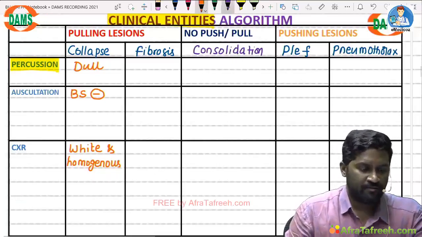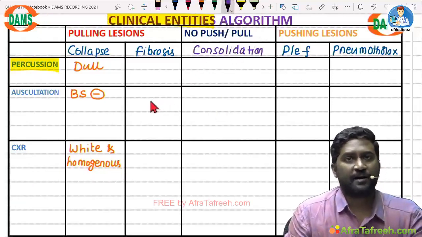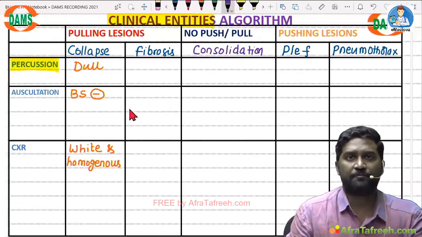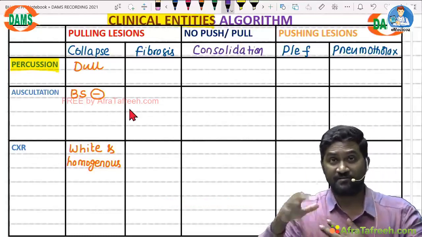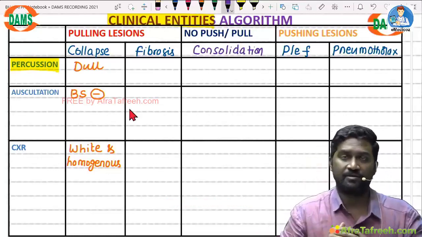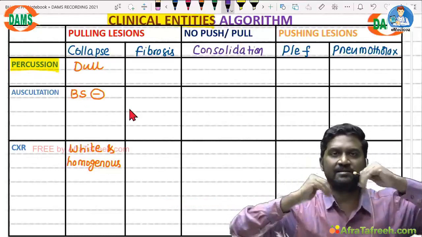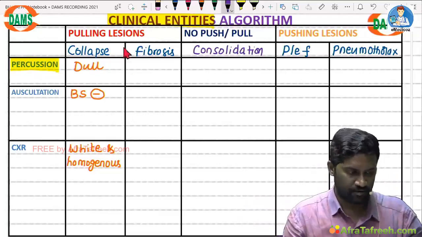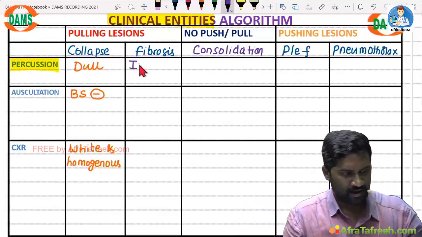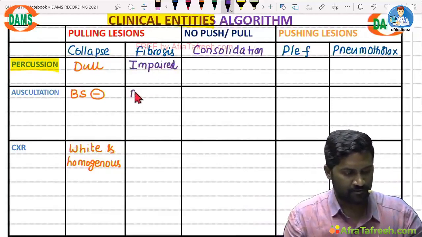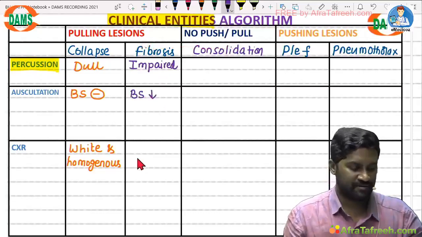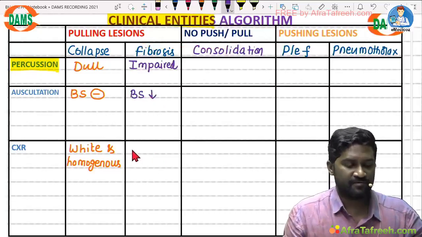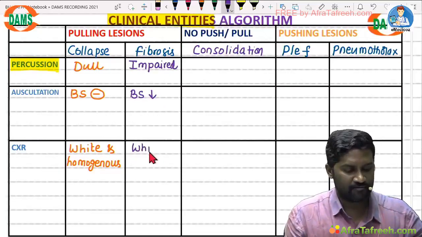Now coming to fibrosis. Fibrosis is not a complete absence of air. It will be the presence of less air, because still some air is present. So if you percuss, it will not be a normal resonant note. It will be something slightly less than a normal resonant note. So this note is called an impaired note. And because still some amount of air is flowing, breath sounds will not be absent. It will be diminished.